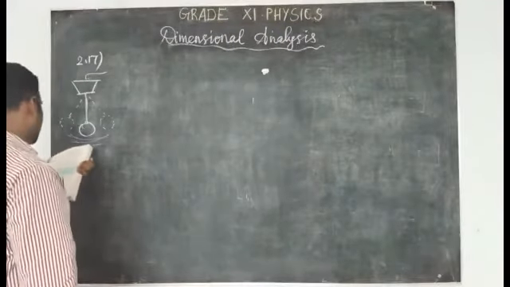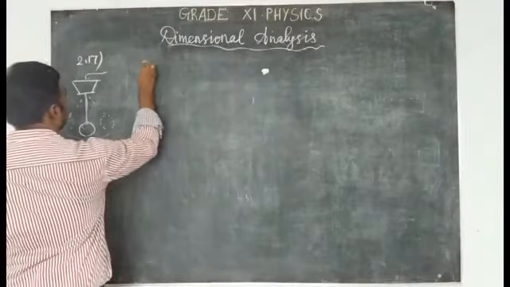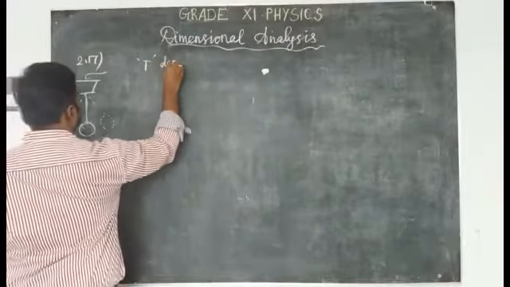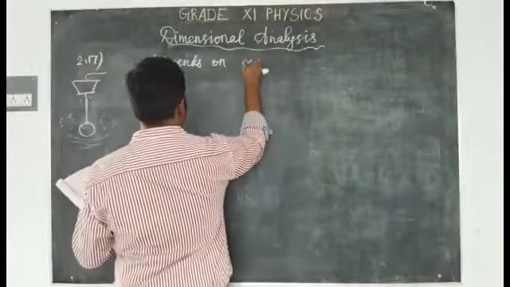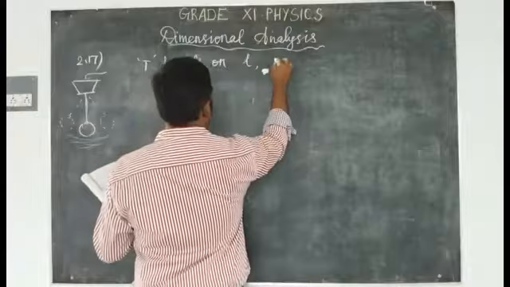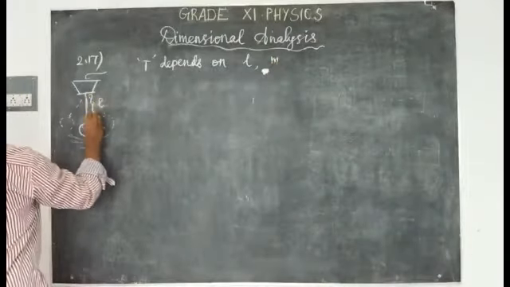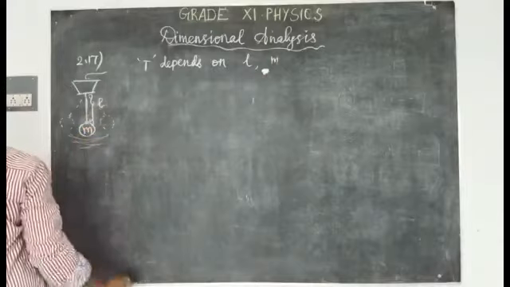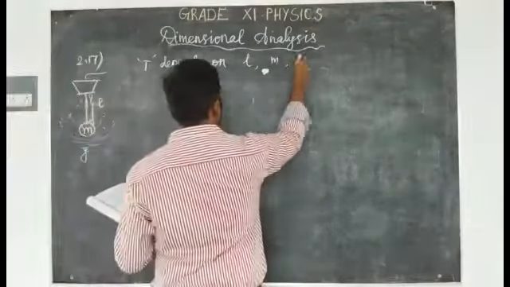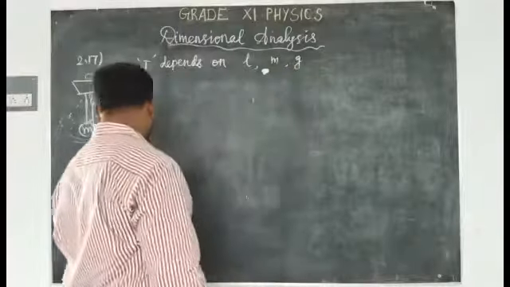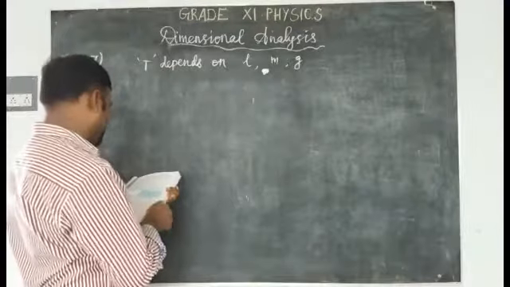Suppose the period of oscillation of the simple pendulum depends upon three factors. The time period of oscillations depends on length, mass of the pendulum, and acceleration due to gravity. This is the length of the pendulum. This is the mass of the pendulum. Derive the expression for its time period using the method of dimensions.